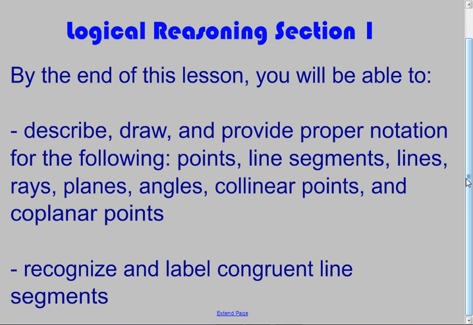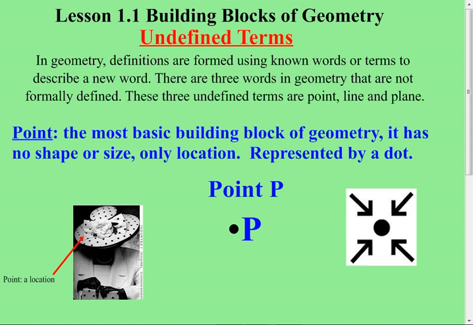Okay, so point is that you can actually learn to reason logically. If you want to become a lawyer, this course is critical to thinking logically. So your goals. By the end of this lesson, you will be able to describe, draw, a lot of drawing in this class, and provide proper notation. And I mean, I'm going to be picky about it. For points, line segments, lines, rays, planes, angles, collinear points, and coplanar points. Recognize and label congruent line segments. That's our main goal today, but we've got to get some vocabulary here. So now is where you guys have to do a little bit of work.